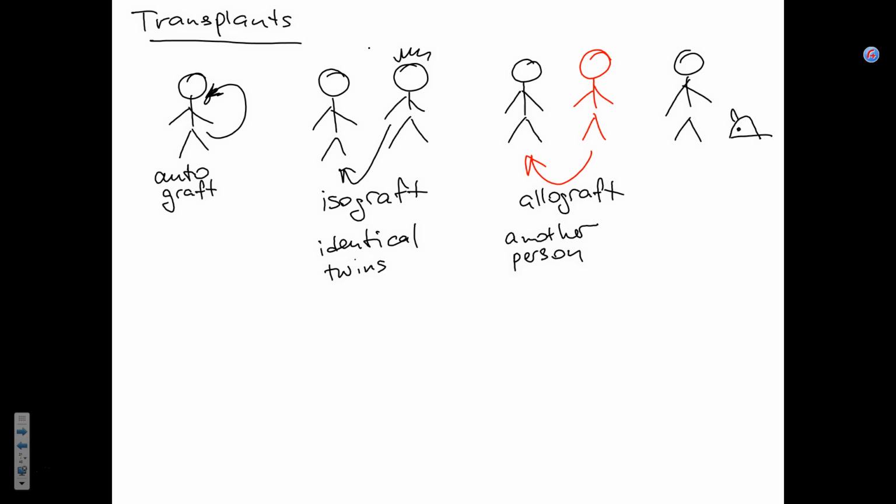And the fourth type is xenograft. Since the only animal that I can draw is the mouse, here's the mouse. I can't draw a pig. Usually it's pigs, or big apes or monkeys. Okay? So it's from animal to human.